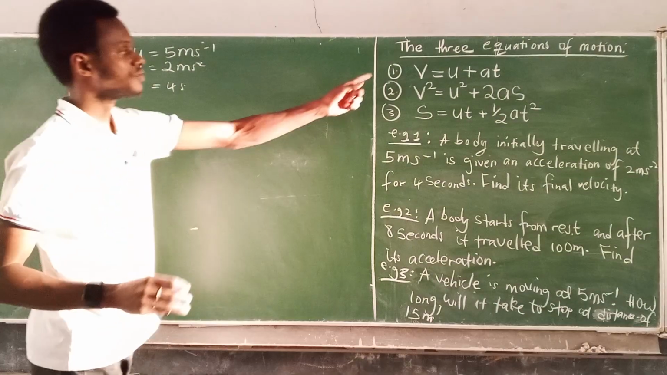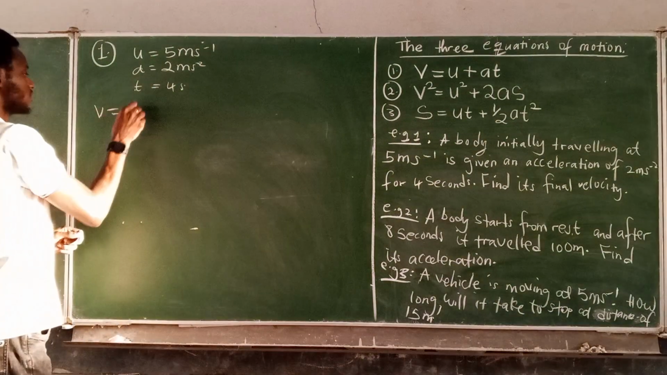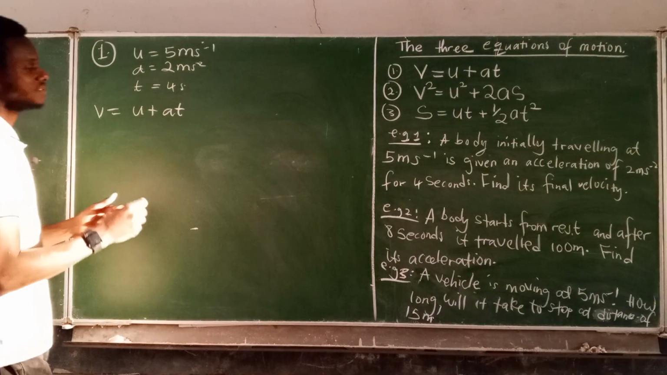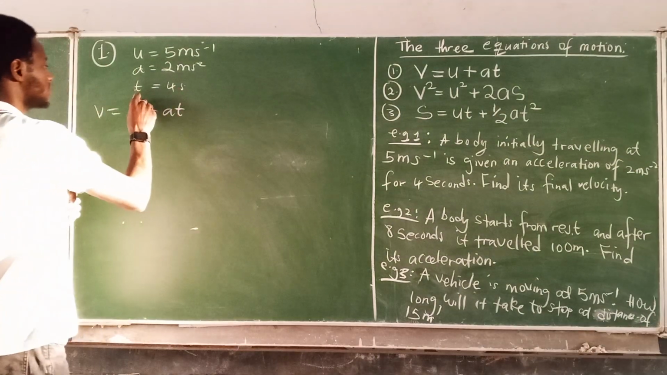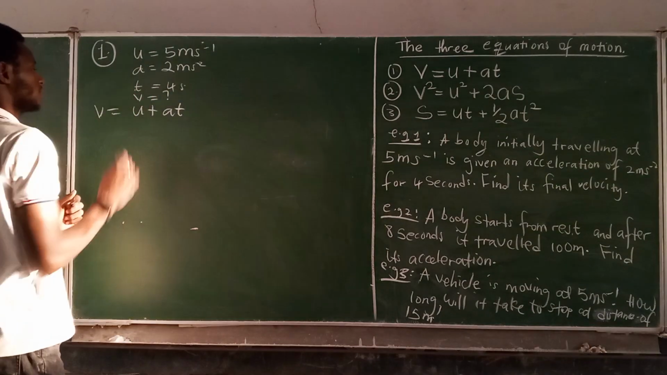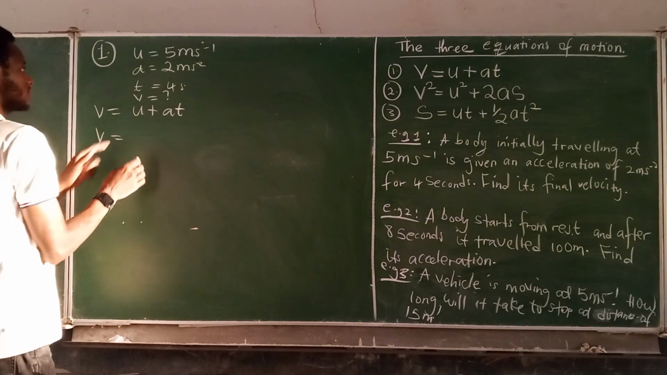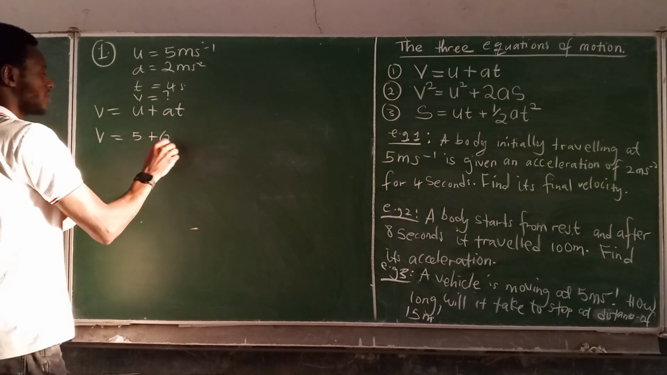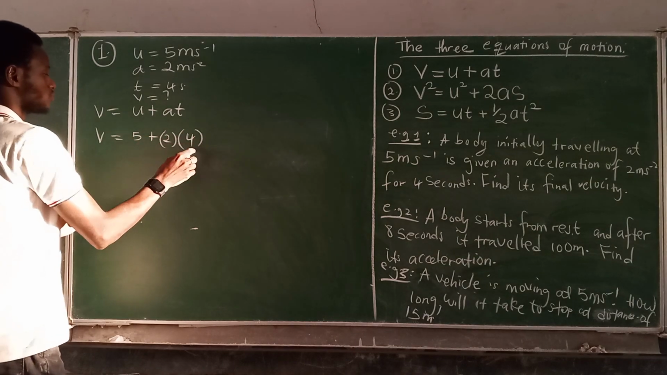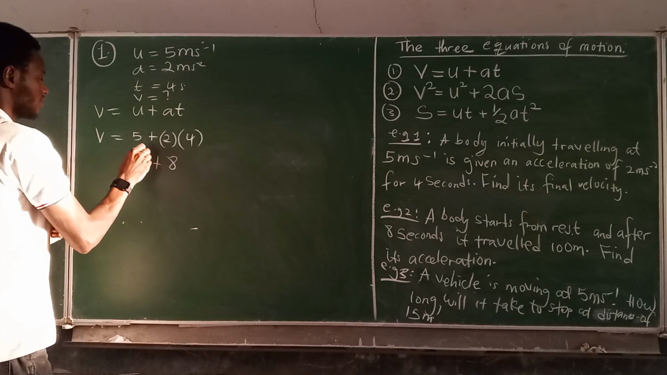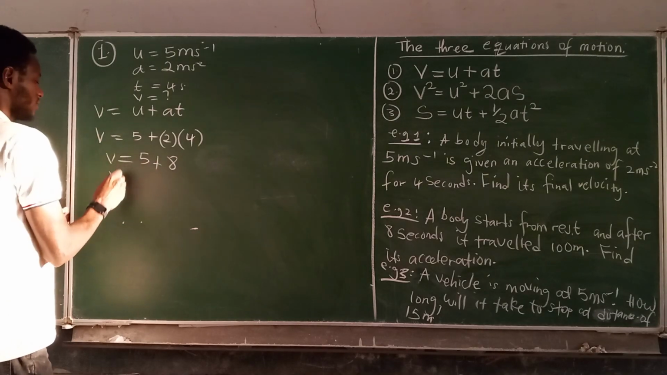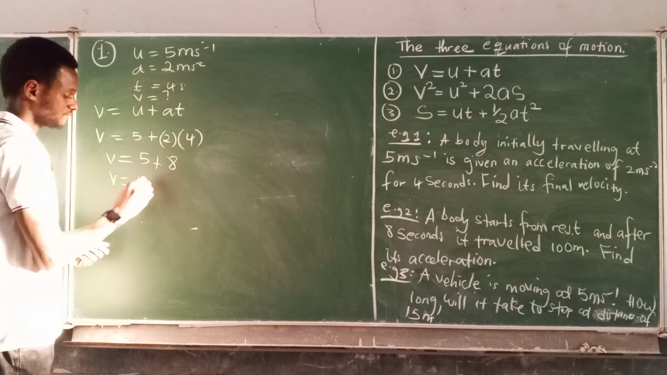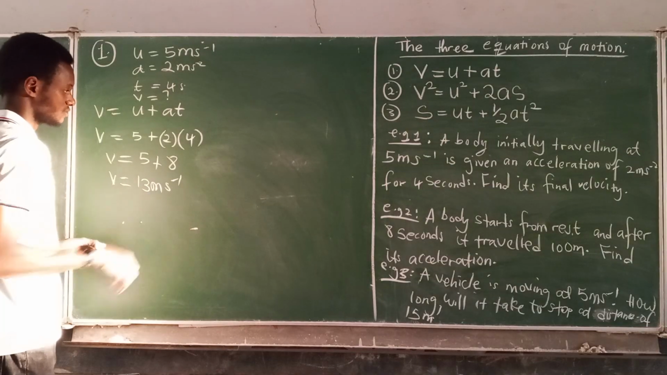So we can use the first equation of motion, which says v = u + at. Since we are asked to find the final velocity, that is the v, we can just substitute directly. Our u is 5, our a is 2, and our time is 4. So 2 times 4 will give us 8, plus 5. Therefore, our final answer for the velocity is going to be 13 meters per second. Okay.